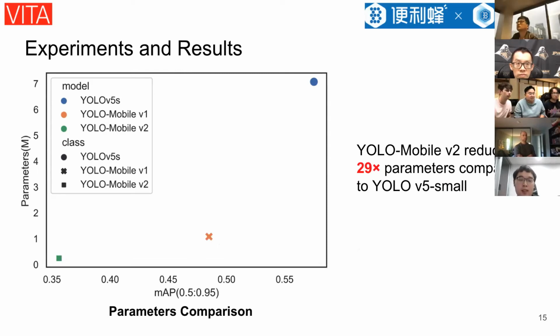Here is the parameters comparison. I use three models to compare their parameters. YOLO Mobile V2 reduced the parameters by 29 times compared to YOLO 5 small. This means depth-wise convolution could reduce the parameters, but is not efficient in energy reduction. That's the detection part.